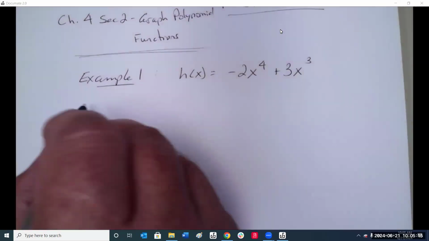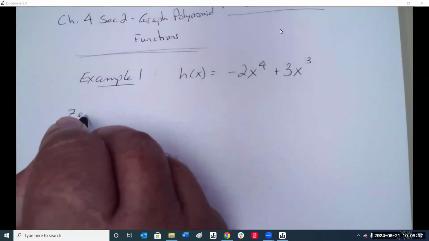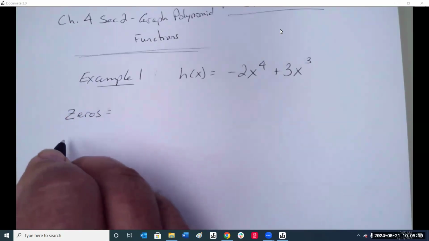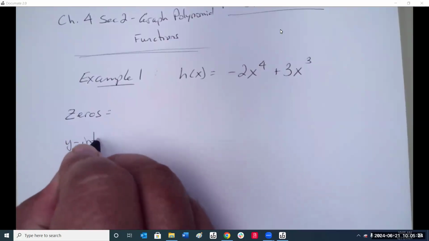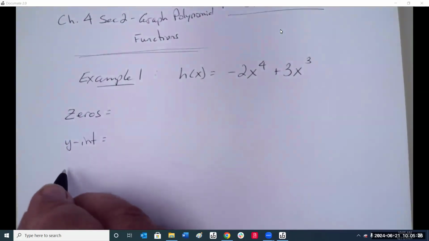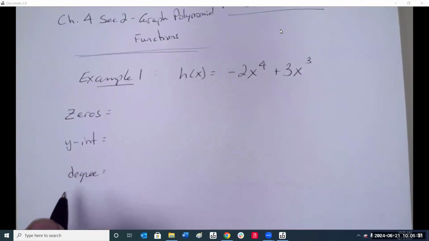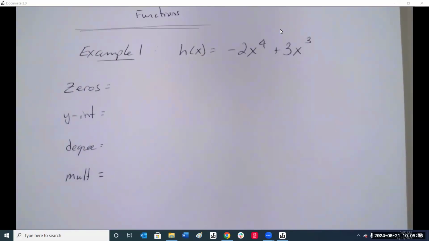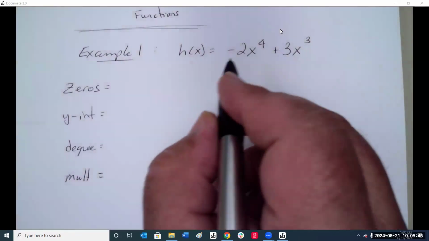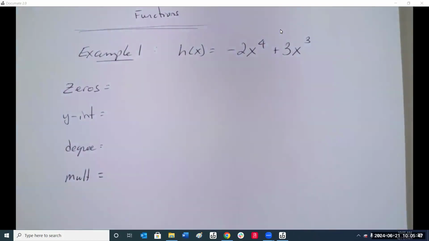So to begin, what we have to find are these: the zeros or the x-intercepts, the y-intercept, the degree, and the multiplicities. Those are the important parts. So how do we find the zeros for this one?